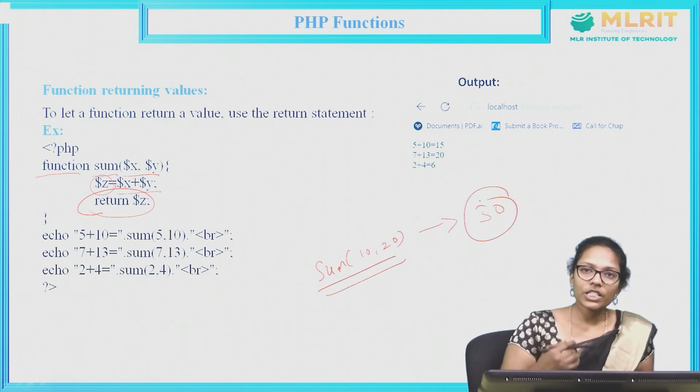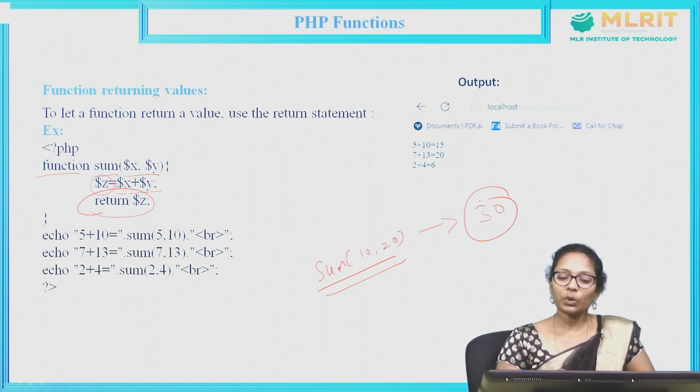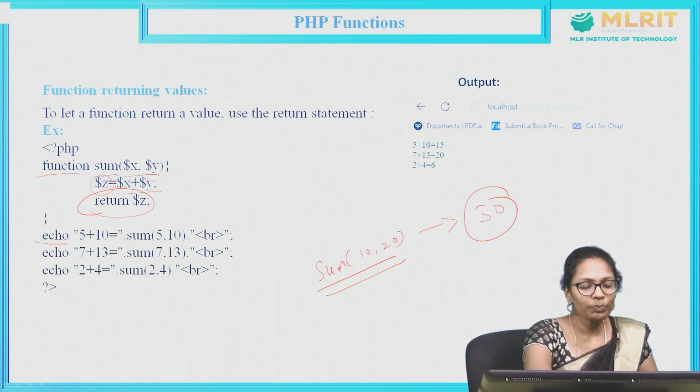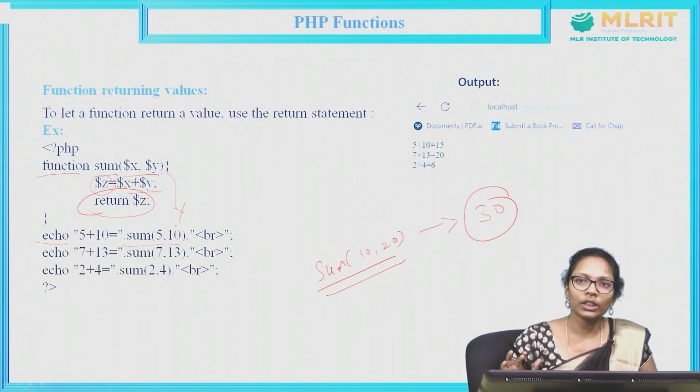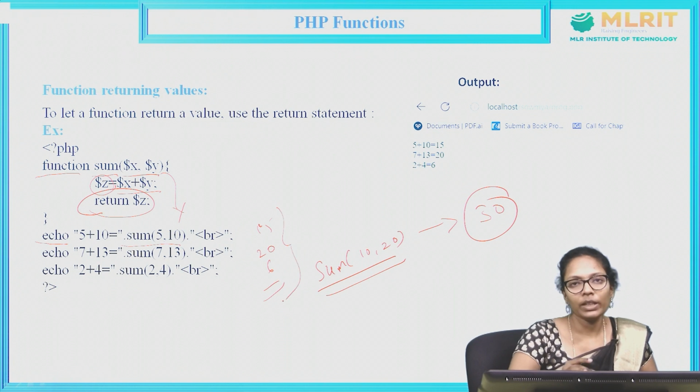So whenever the function is returning some value, at the calling side, someone should be there to catch that value, or at least it should print that value. So here what I'm doing, directly in the echo for printing, I'm calling this function. So whatever value it is returning will be printed directly on the output window. So sum of 5, 10, that is 5 plus 10 is 15. Next is 13 plus 7 is 20, 2 plus 4 is 6. So this is the output I will get.